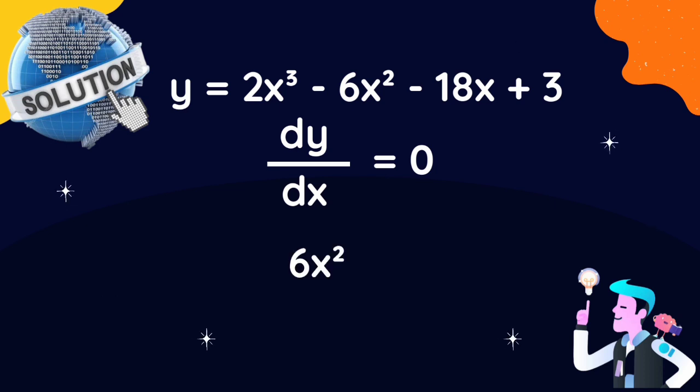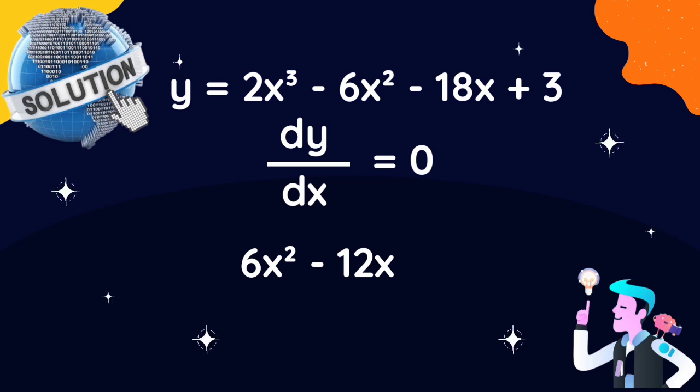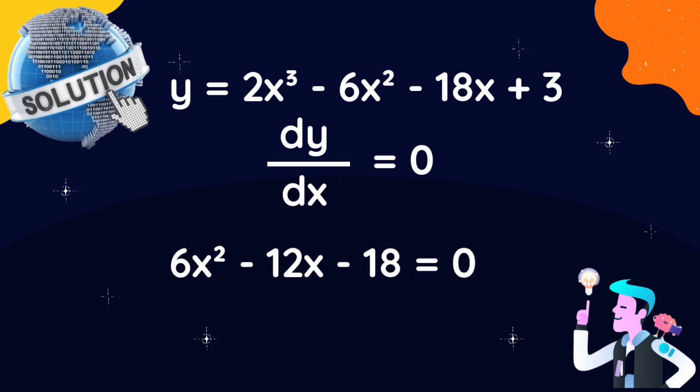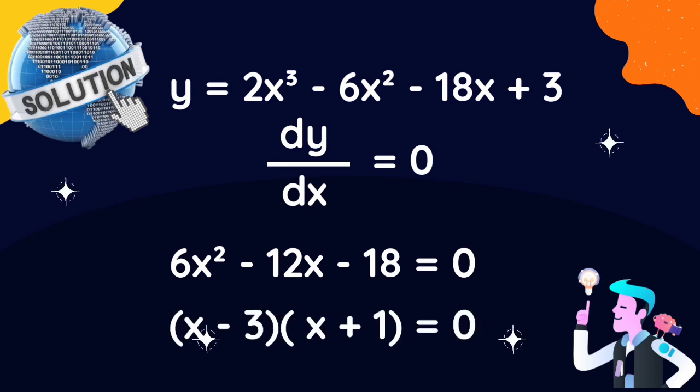So you differentiate each term. When you differentiate 2x raised to the power 3, you are going to have 6x squared. And when you differentiate minus 6x squared, you are going to have minus 12x. If you differentiate minus 18x, it will give you minus 18. And of course, if you differentiate the constant plus 3, it will give you 0. So the expression will turn into a quadratic equation, which is 6x squared minus 12x minus 18 equal to 0.